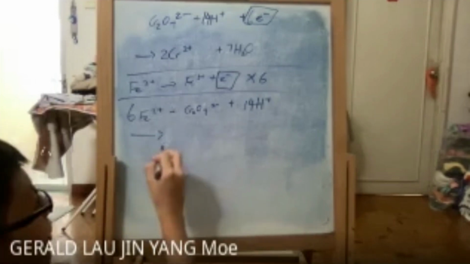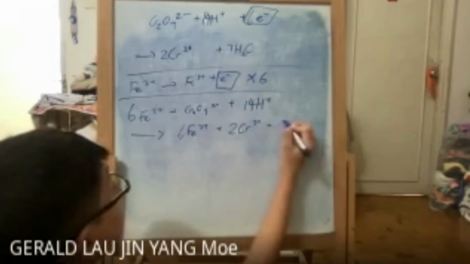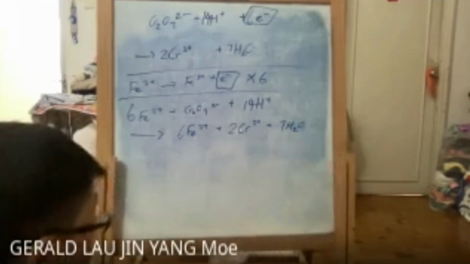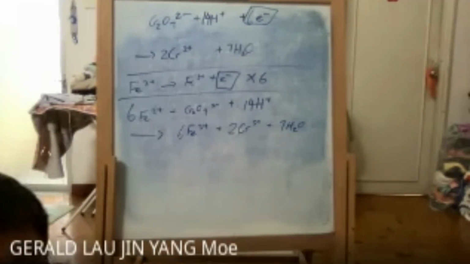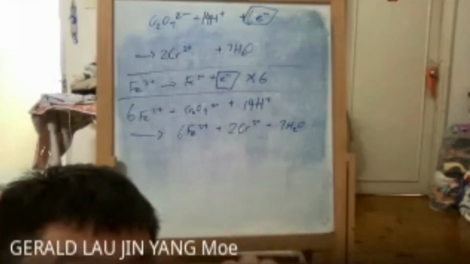Now, how about your product? Only 1 Fe3 plus? 6 Fe3 plus. Okay, so I think you all understand now. So now, let's just take a look at a few more oxidizing and reducing agents.